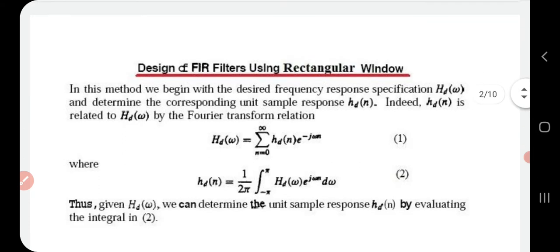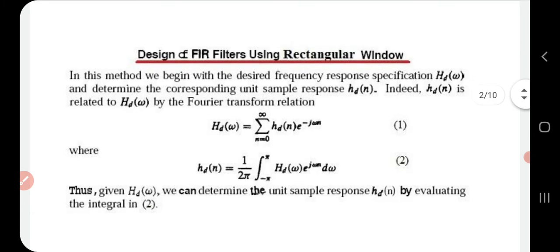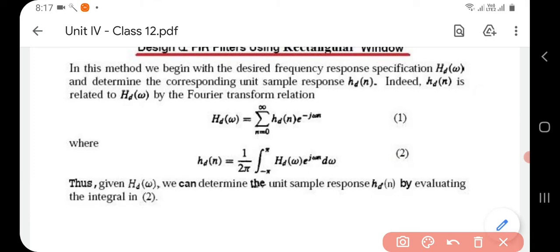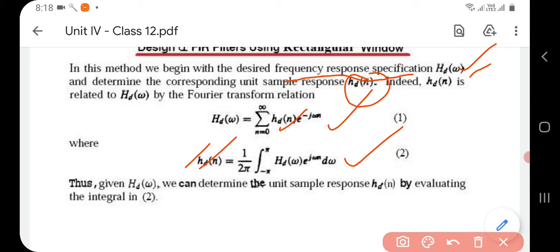So now let's begin. Suppose that you have a desired frequency response H_d(ω), and let the unit sample response corresponding to this frequency response be h_d(n). So capital H_d(ω) is the desired frequency response, and corresponding to that we have a unit sample response given by h_d(n). Now these two are related by a Fourier transform relation of this form. From this we can find this unit sample response h_d(n) by using integration, that is by using this particular equation. So if you have a frequency response given as H_d(ω), from that you can find the unit sample response h_d(n) using this equation.